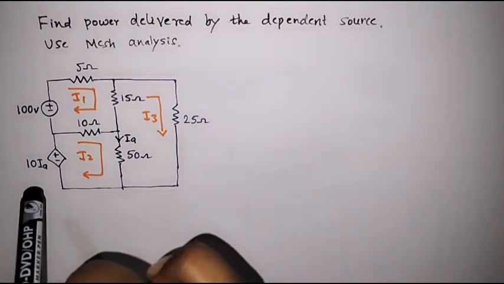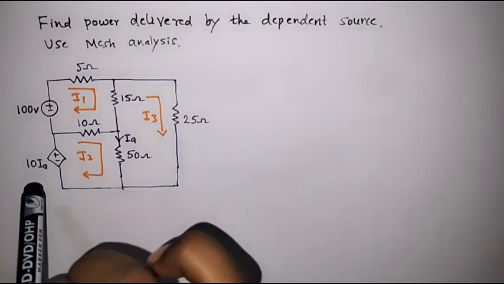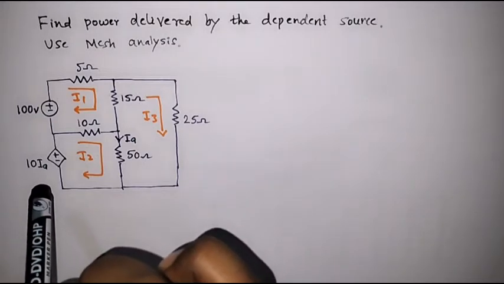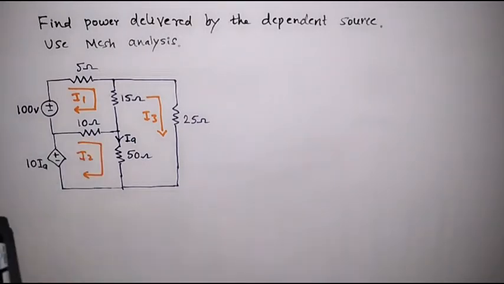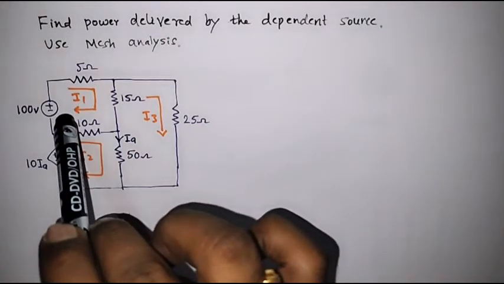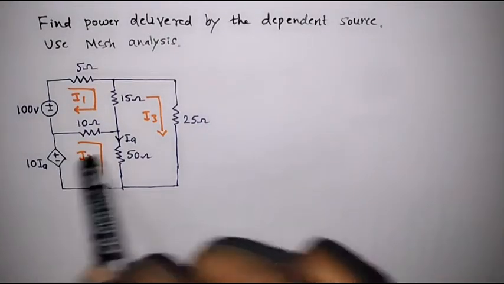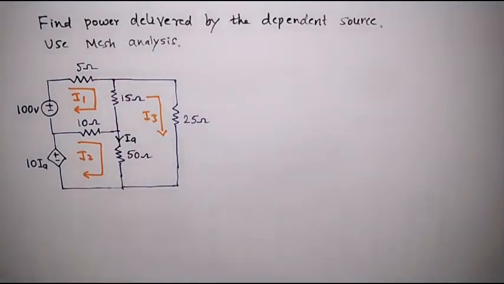To find the power delivered by the dependent source, first we should find all loop currents. So using mesh analysis, let's find I1, I2, I3 loop currents. I1 is the current flowing in this loop, I2 is the current flowing in this loop, and I3 is the current flowing in this loop. By applying loop analysis, let's calculate I1, I2 and I3.